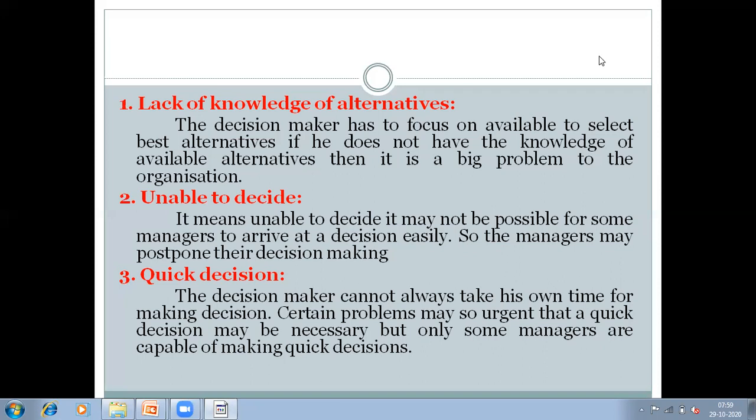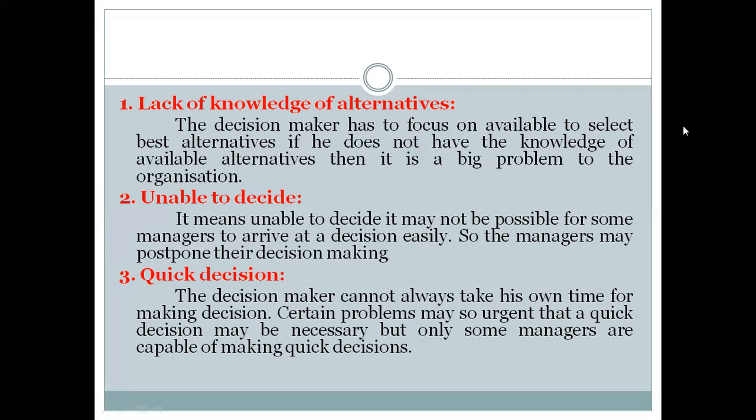Point number two, unable to decide. It may not be possible for some managers to arrive at a decision easily. So the managers may postpone their decision making. Yes, guys, some managers feel it very difficult to decide what to do because they don't have enough confidence that by doing this we will get success. So what do they do? They postpone the decision making. Tomorrow we will do, day after tomorrow we will do. Like that, they are just passing the time.